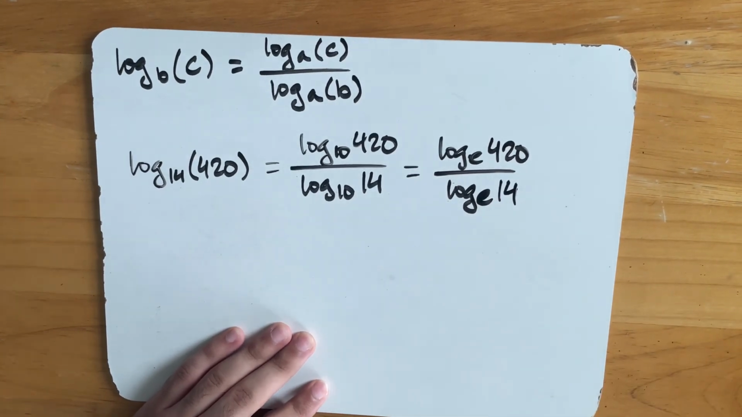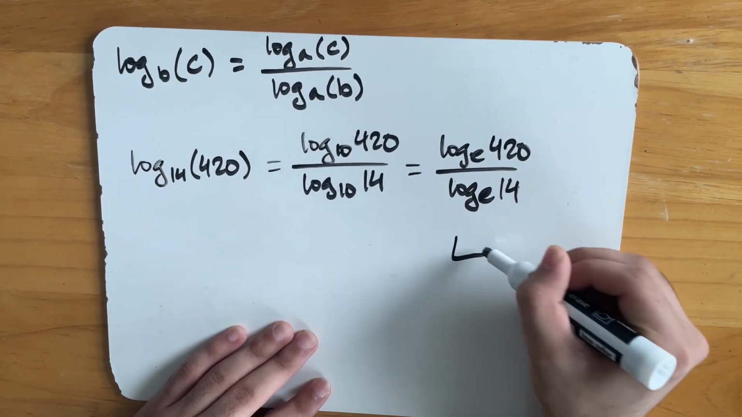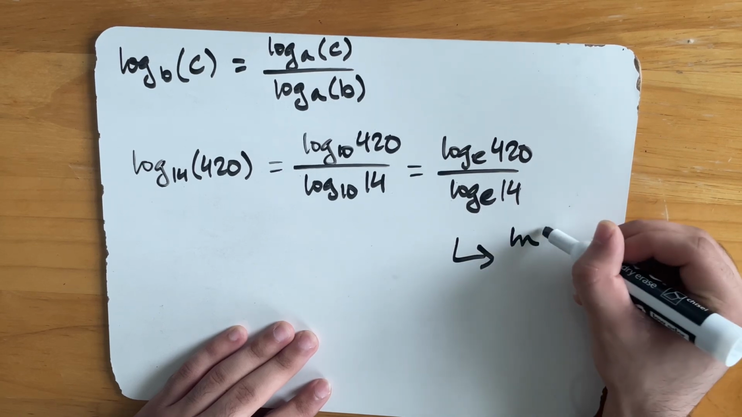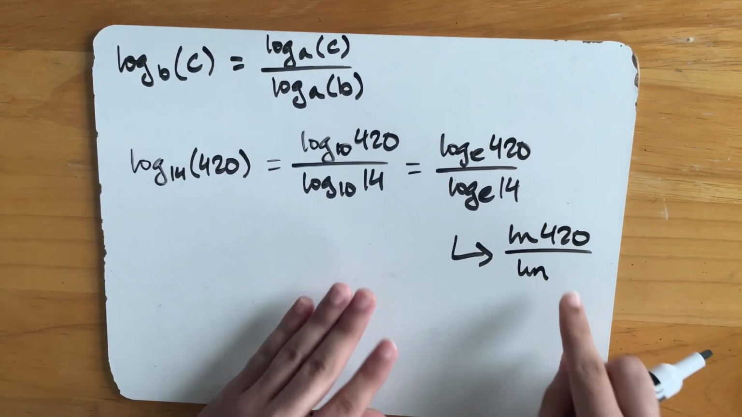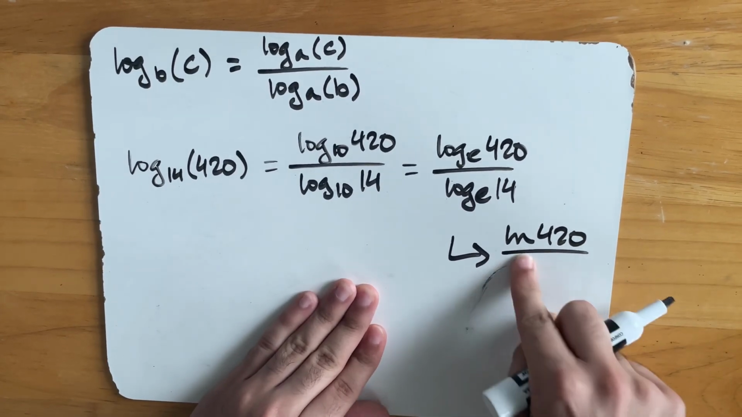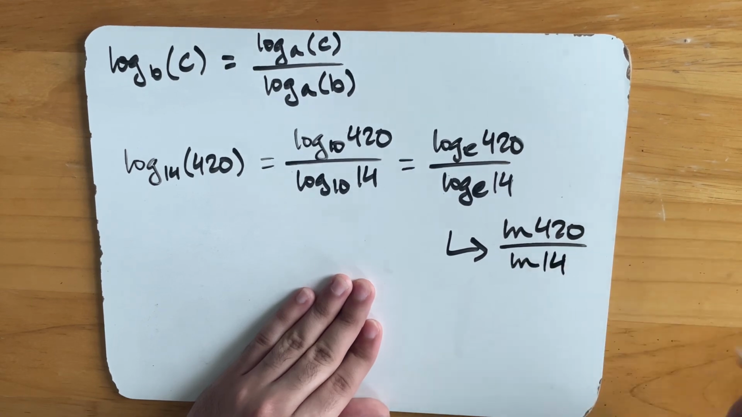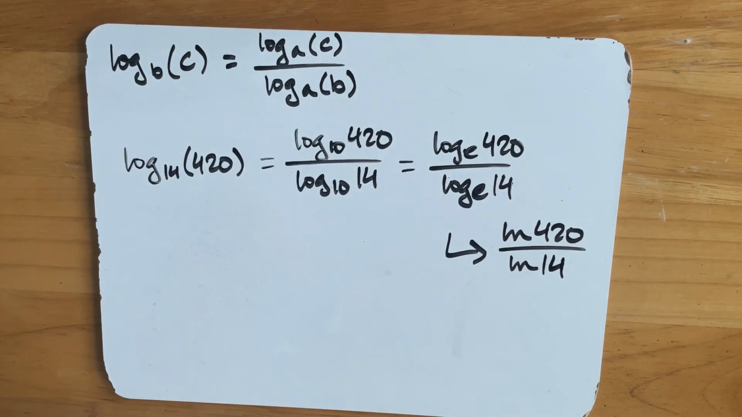But the fact of the matter is no one actually writes log base e, they write natural log. So for convention, we'll write natural log of 420 over natural log of 14. This is the same as this: natural log, ln, is the same as log base e. So yeah, it's basically the change of base rule in a nutshell. Change of base rule, really cool.